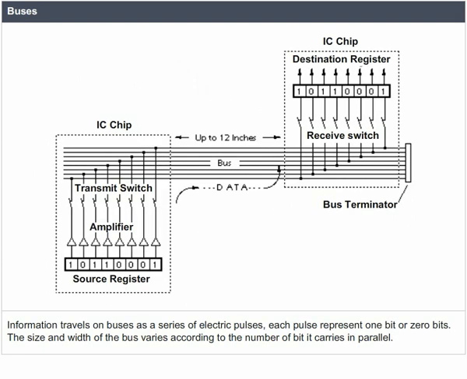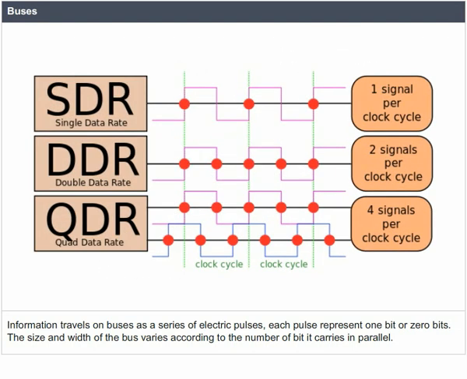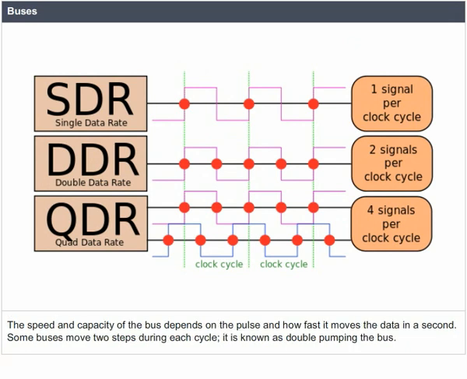Information travels on buses as series of electric pulses. Each pulse represents 1 bit or 0 bit. The size and width of the bus varies according to the number of bits it carries in parallel. The speed and capacity of the bus depends on the pulse and how fast it moves the data in a second. Some buses move 2 steps during each cycle. It is known as double pumping the bus.